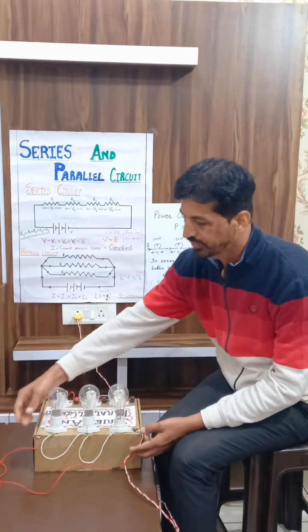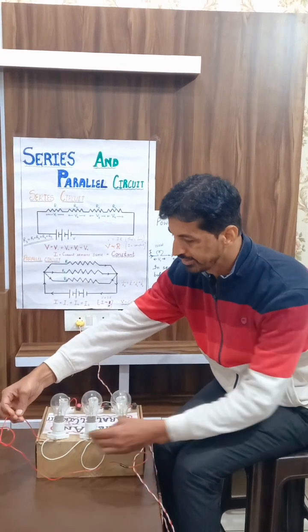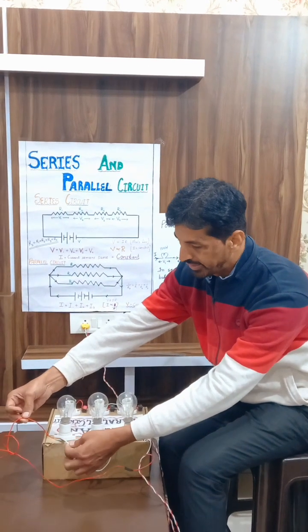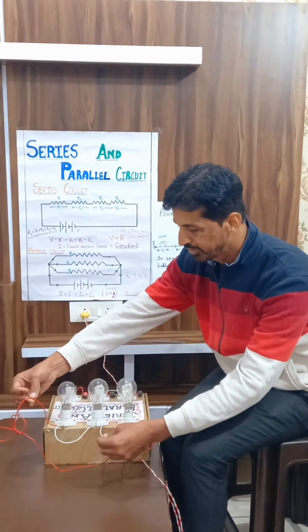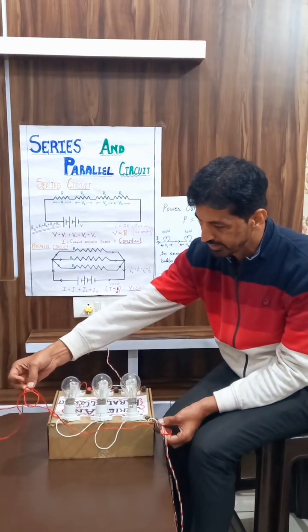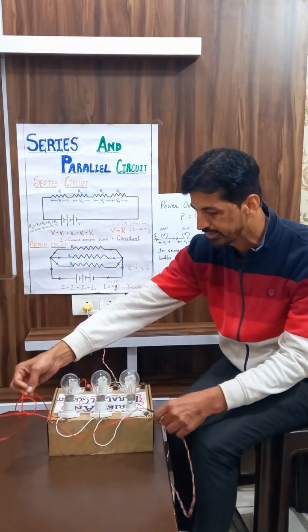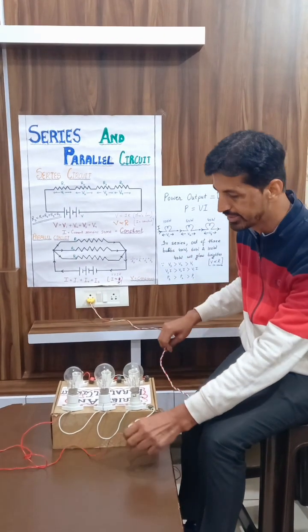So look here, I have connected three bulbs in series. How is it done? These are two wires, red and white. The white is coming from the first bulb, which is connected to the second, and coming from the second is connected to the third. And to these two extreme terminals, red from one extreme and white from the other extreme, the 220-volt main supply is given. So this is called a series circuit.